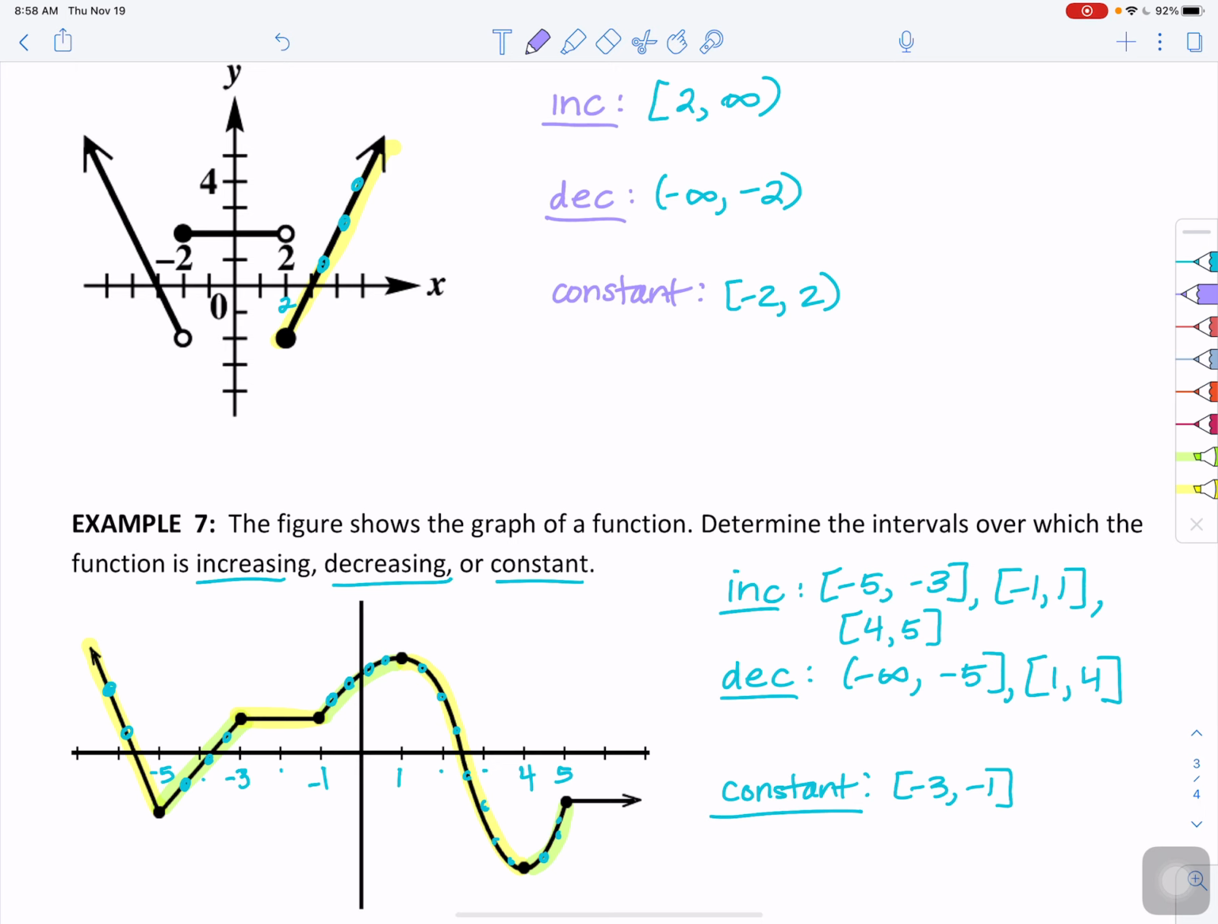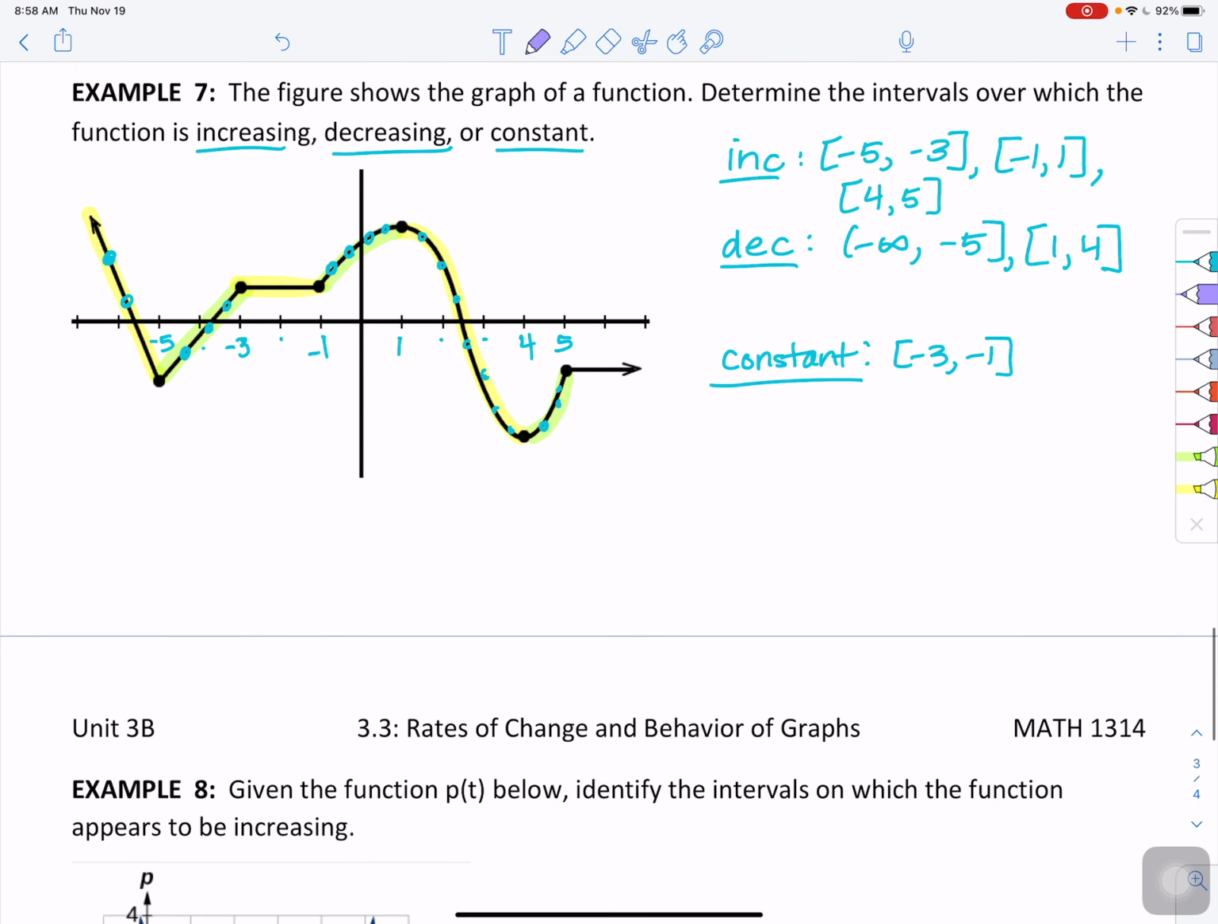We didn't have as many in that problem. And this last part, yep, you guessed it, constant. So the function is constant from 5 to +infinity.